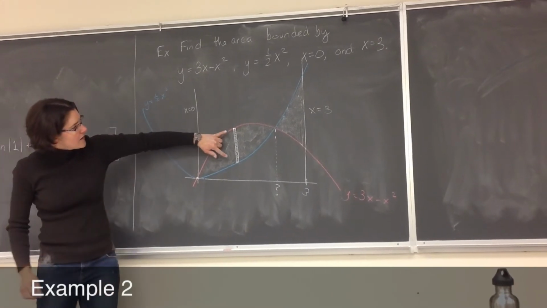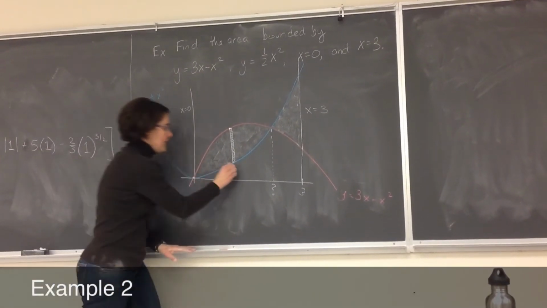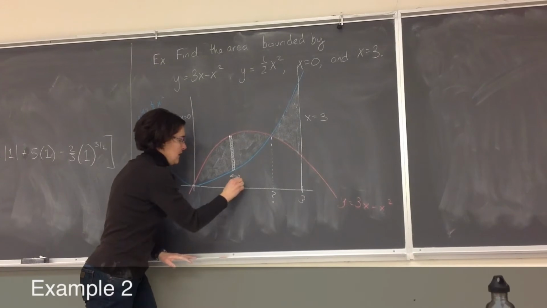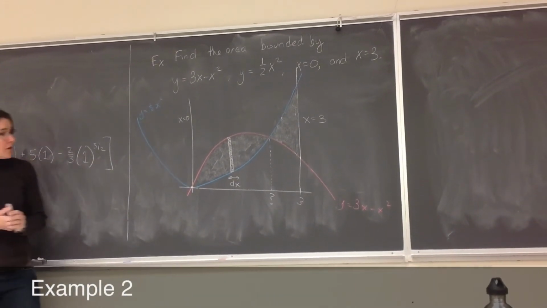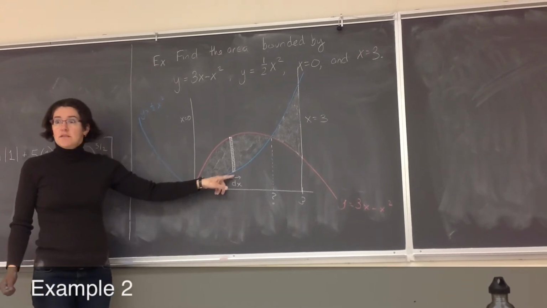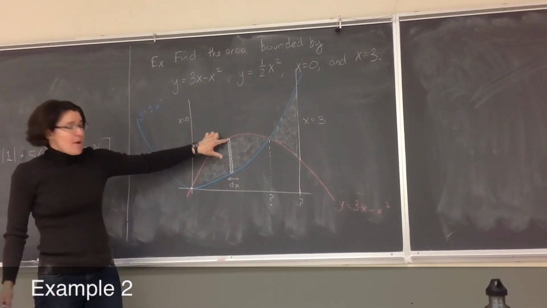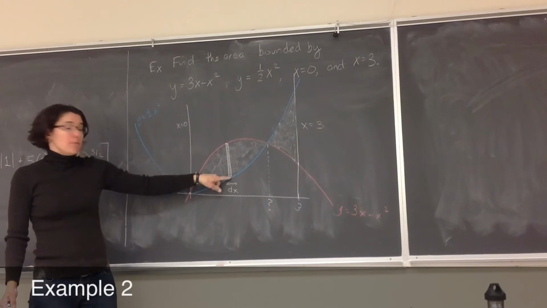Now, when I look at this rectangle, what I notice is that the width of that rectangle is a little bit in the x direction. It's a little portion of the x-axis. So my width is dx. The top of my rectangle is on the pink function. The bottom's on the blue function.